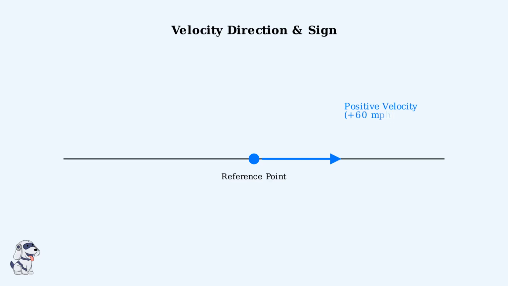The direction component of velocity is crucial because it tells us not just how fast something is moving, but where it's going. Velocity can be positive or negative depending on the direction of motion relative to a chosen reference point. This is a key concept that distinguishes velocity from speed, which is always positive.